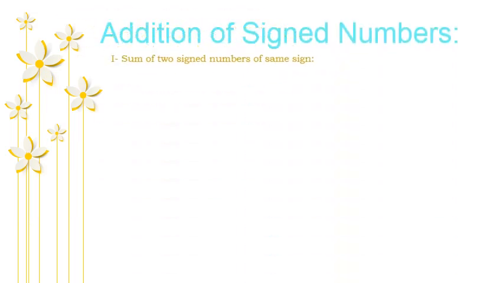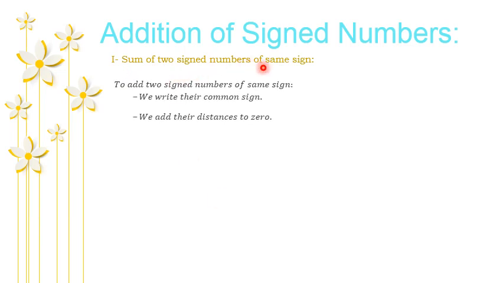Addition of signed numbers. For the sum of two signed numbers of the same sign, we write the common sign and add their distances to 0, or simply I add the numbers. Here, for example, +5 plus 2.5. If in a game I gained $5, for example, and in the second round I gained $2.5, then in all I have gained, so I have to write the plus sign. How much in all? 5 plus 2.5 is 7.5.